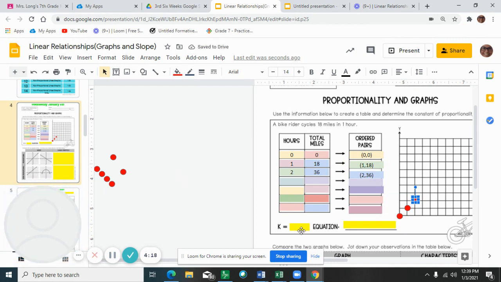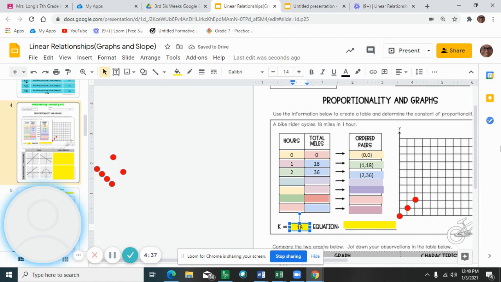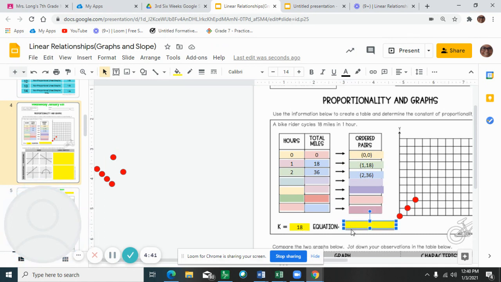And then your K right here, remember, you do Y over X. So 18 over 1, so it would be 18. And then remember that we are still looking at Y equals KX. So your equation would be Y equals, now our K is 18, so we plug that in, and then X, so Y equals 18X.